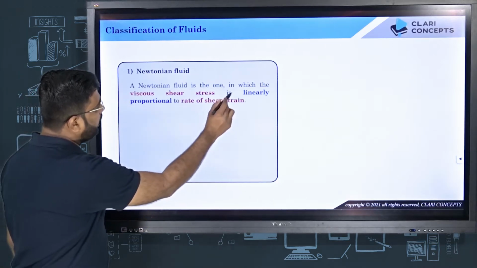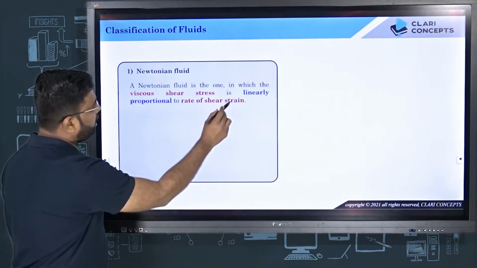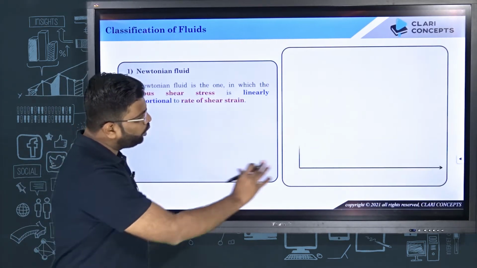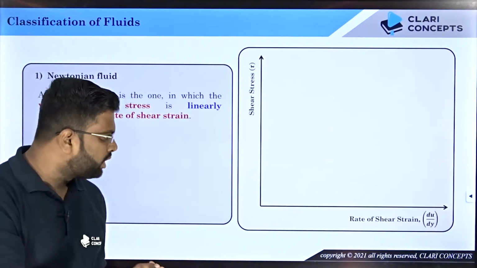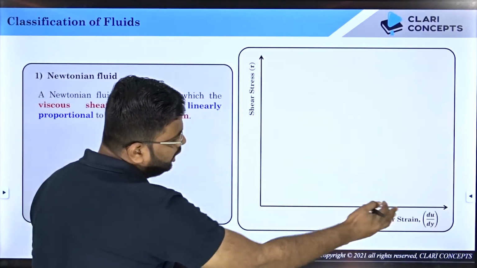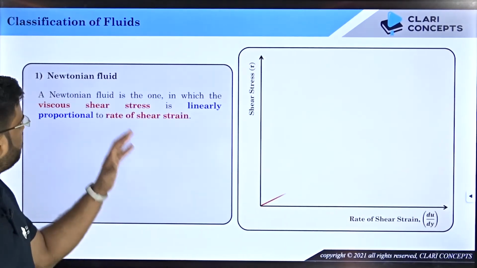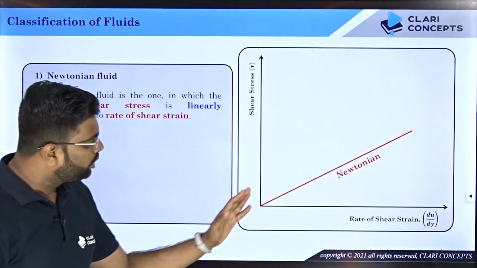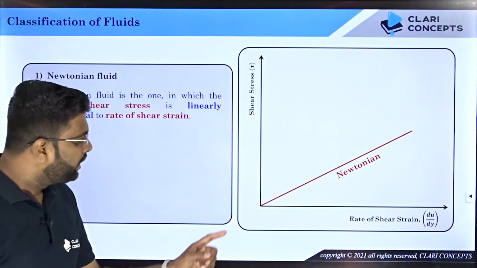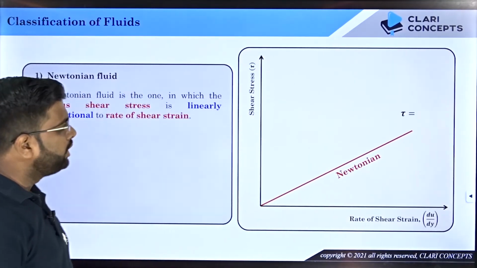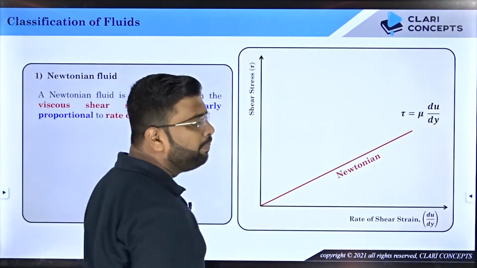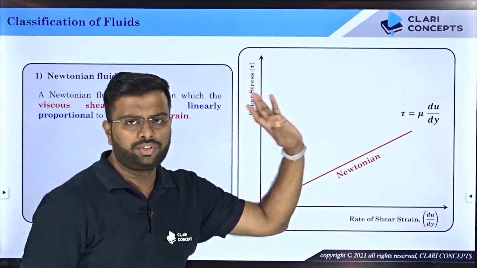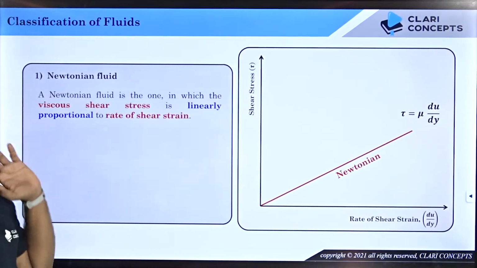A Newtonian fluid is the one in which the viscous shear stress is linearly proportional to the rate of shear strain, which means that if you do an experiment with those fluids and draw the graph of shear stress versus rate of shear strain, you will observe that for this kind of Newtonian fluid, the graph is a straight line passing through the origin, and those are known as Newtonian fluids. We all know that such fluids will always obey Newton's law of viscosity, which is tau equals mu du by dy, right? So, all those fluids which obey Newton's law of viscosity are categorized under Newtonian fluids.